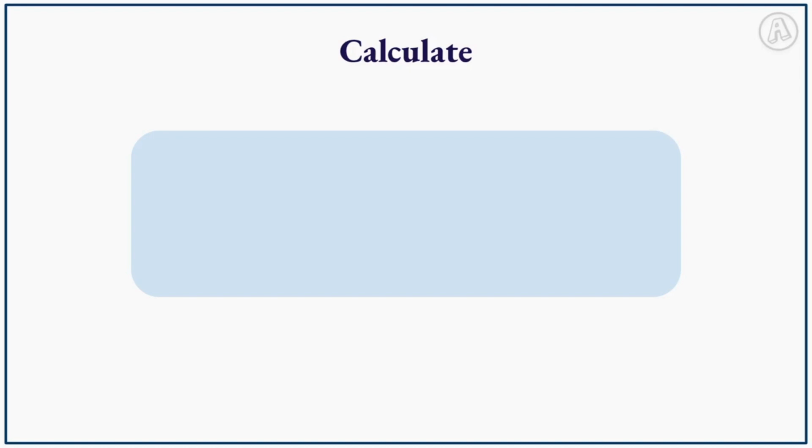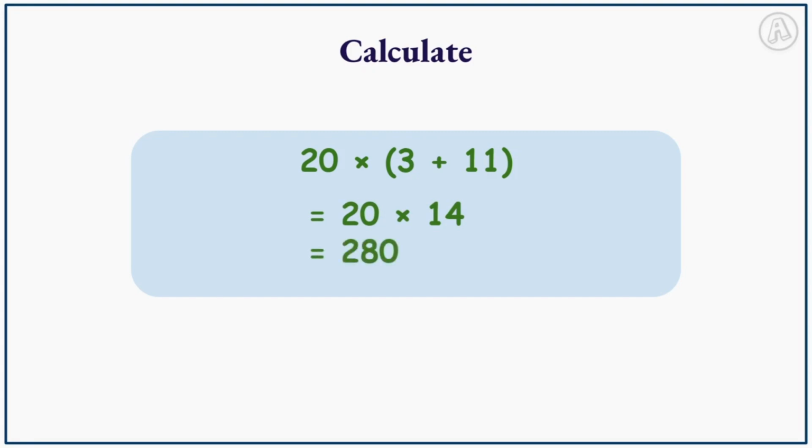In this video, we will use the distributive property to make calculations less complicated. Let's look at the following example. If we have 20 times, and in brackets 3 plus 11, using our order of operations, we would start with our brackets. This means 20 times 14. If you were able to calculate this easily, our answer would be 280.